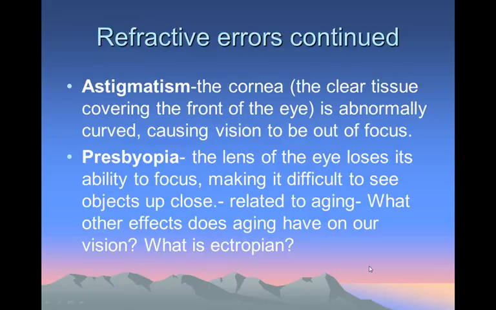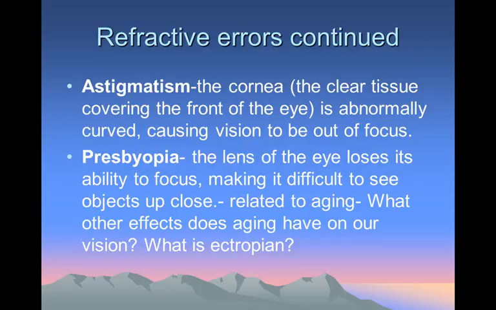Other refractive errors, one is astigmatism. That's where the cornea is wompy. So you have a distorted view. A lot of times people with astigmatism complain of night vision problems. Presbyopia is problems with aging. The lens loses its ability to focus, making it difficult to see objects up close. So the near point of vision increases. In other words, your arms get too short. You can't have your arms long enough to be able to see the end of the book or to be able to see vision clearly.